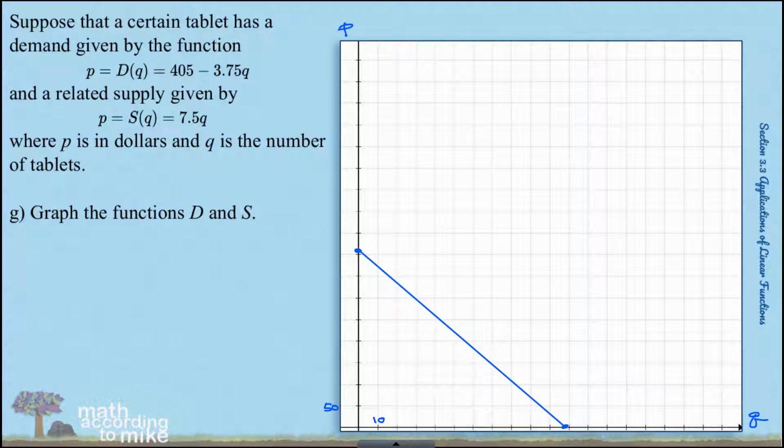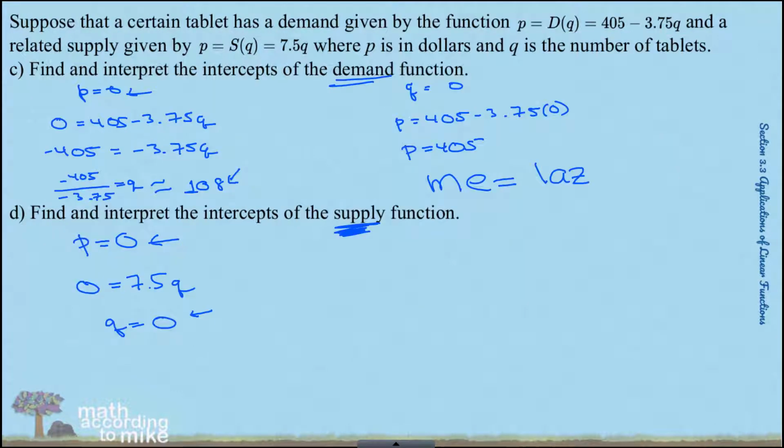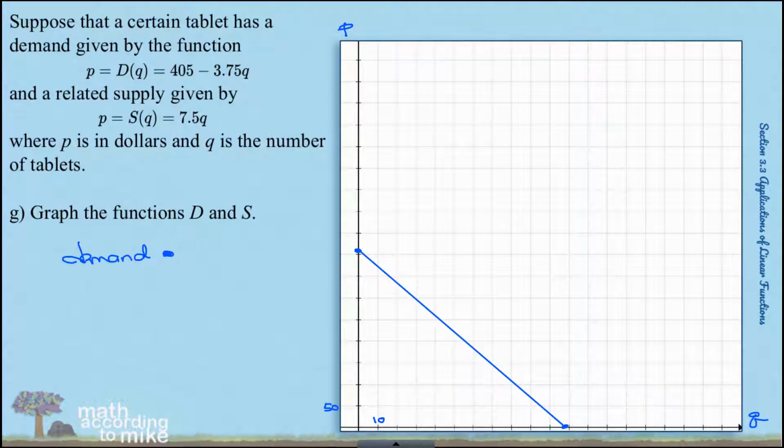So that would be your demand function. I'm going to say demand is in blue. I'll just write it off to the side. Okay, so now let's do the supply function. So with the supply, we have a problem because we have the ordered pair 0, 0. But that's all we got. So we need another ordered pair to make 2 points, to make a line. So we know we got this point down here.